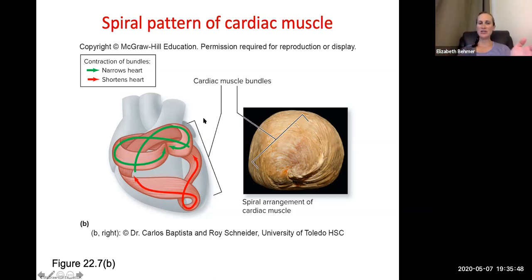So this is just interesting to look at. The way the cardiac muscle is arranged around the atria is that when it squeezes, it'll narrow the heart so it can squeeze the blood down into the ventricles. And the way the cardiac muscle tissue is arranged is spirally in the ventricles as well, so that when the ventricles contract, it shortens the heart. But again, that act of shortening the heart pushes the blood out. So everything is arranged to help with blood flow as it travels through the chambers.